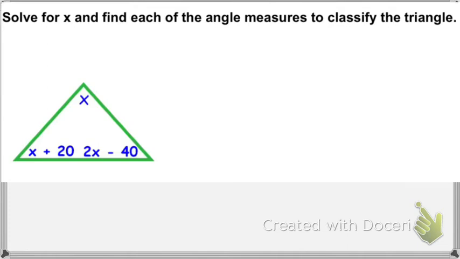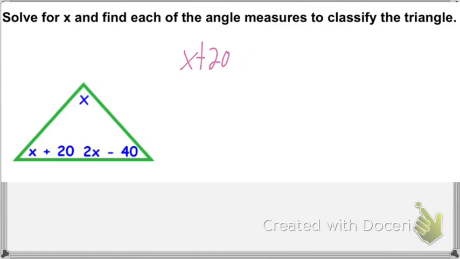Go ahead, Kenny. X plus 20 equals 2x minus 40. I'm actually going to disagree with that. We could do x plus 20 equals 2x minus 40 if we knew this angle was congruent to this angle. But do we know those are congruent? As of now, we don't. So unfortunately, we can't do that one. Elizabeth, what are you thinking?